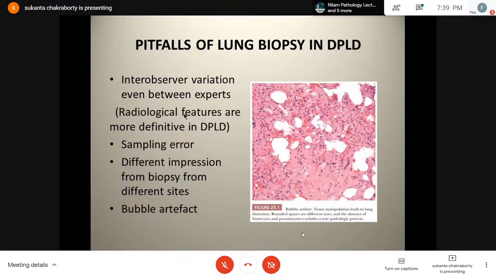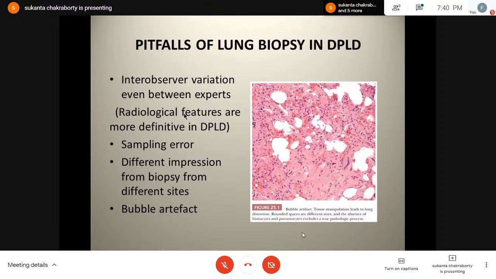Now, what are the pitfalls of lung biopsy? There is, truly speaking, gross inter-observer variation in some cases, even between experts, because there are many overlapping features of subgroups of subtypes of interstitial lung disease. And radiological features are more definitive in some cases in ILD. Then there can be sampling error, because the involvement of the lung is many times patchy in many subgroups, so sampling from one side can give just a normal lung biopsy, and obviously there will be different impressions from biopsies from different sites in many cases.